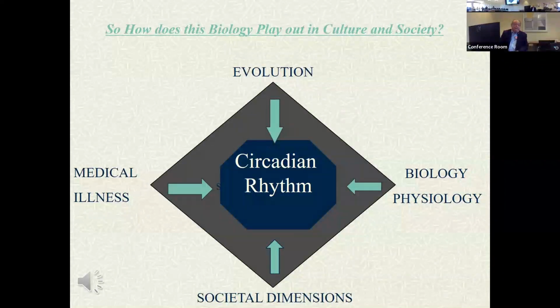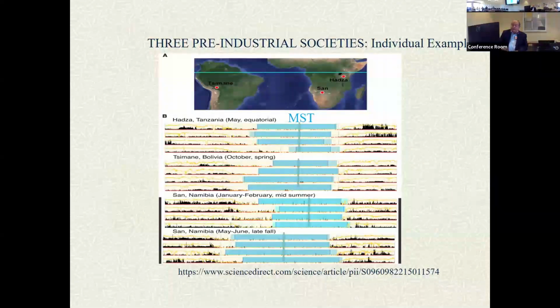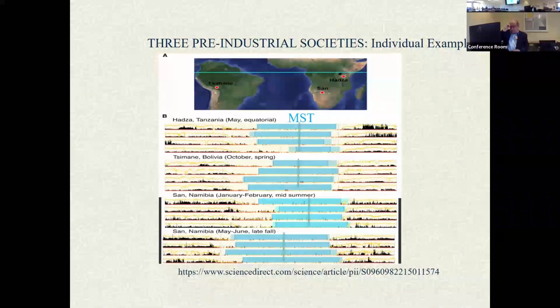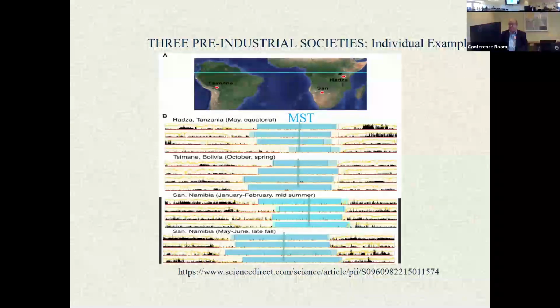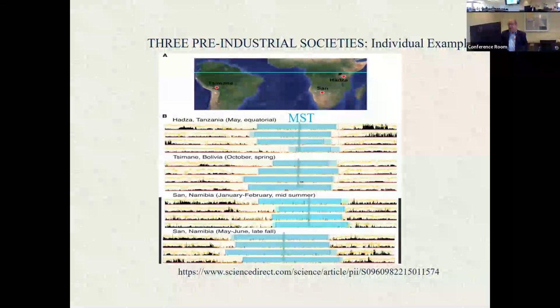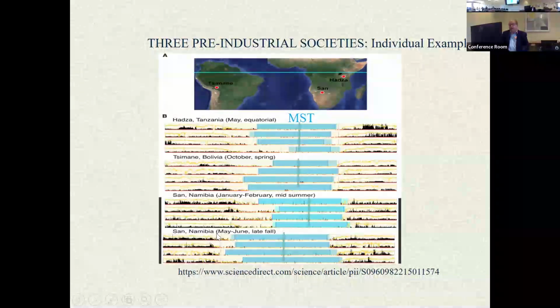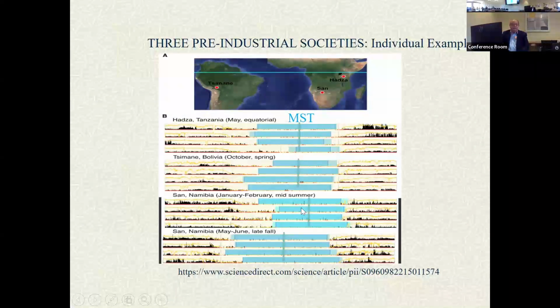And, you know, that's different from my life, but you have to realize that that's what they're used to. So here you go, 3 pre-industrial societies: the Hadza in May, the Tsimane in Bolivia, and the San in January and February, and then the San in May and June. And these are mid-sleep times.